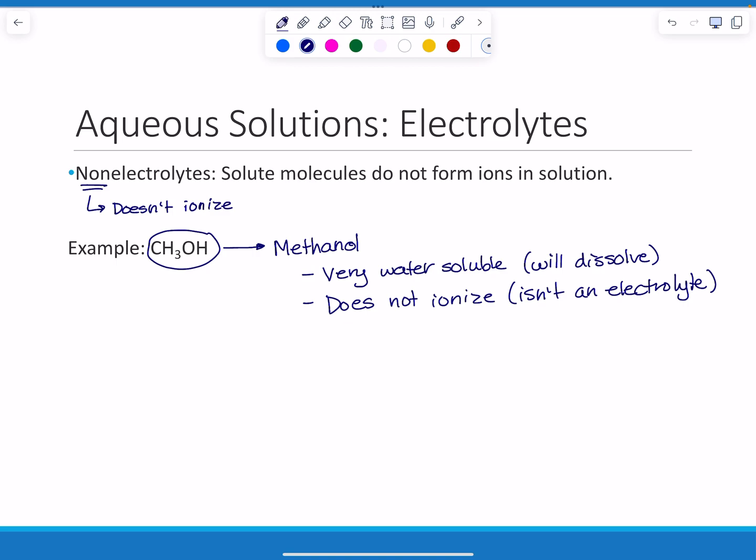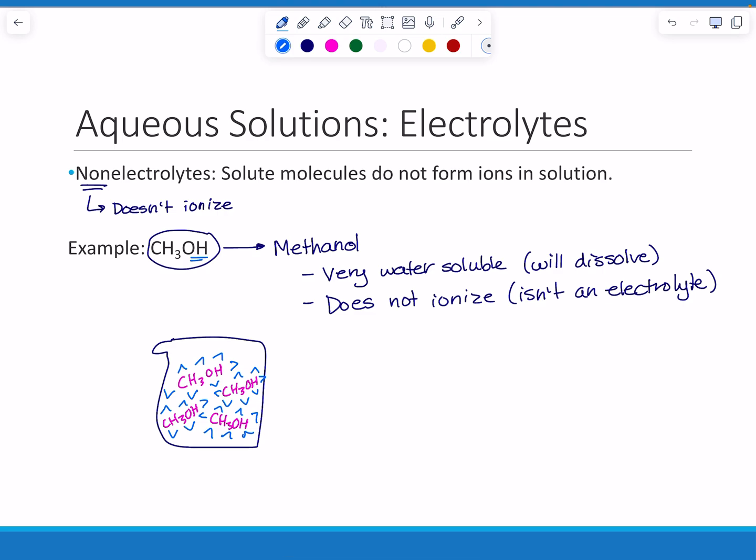So when we put this into our beaker, every single molecule is going to remain CH3OH. They are going to be surrounded by water, surrounded by our little water molecules. And the water molecules will orient themselves around the OH that's in here. I'm not drawing them in any particular orientation because I'm just trying to make the figure quickly. Okay. All right, so that is what a non-electrolyte would look like in solution. Okay.